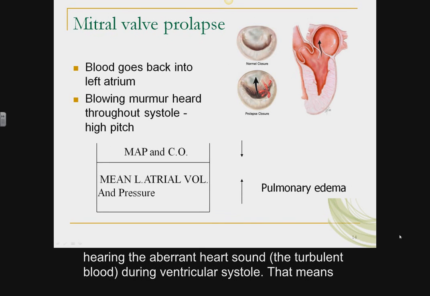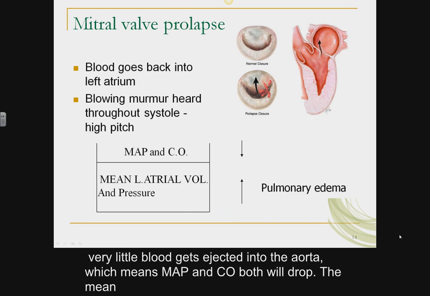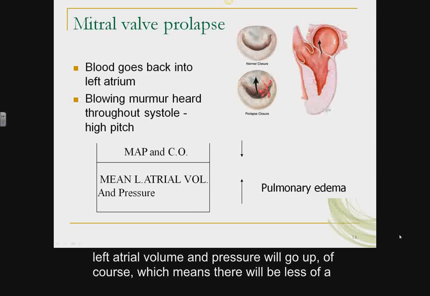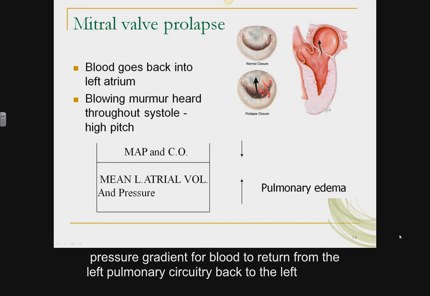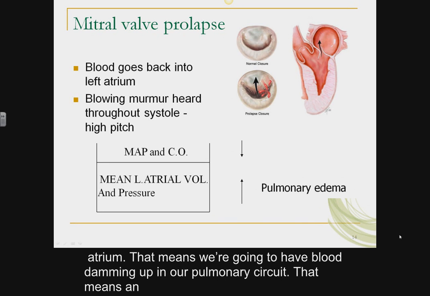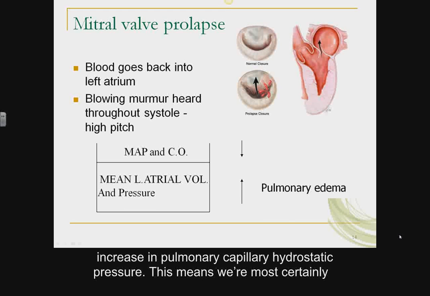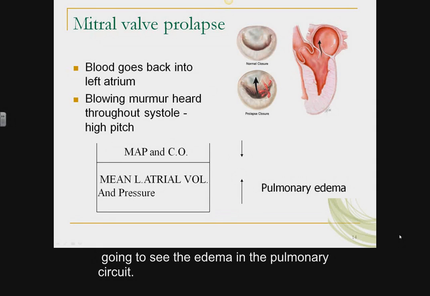That means very little blood gets ejected into the aorta, which means mean arterial pressure and cardiac output both will drop. The mean left atrial volume and pressure will go up, of course, which means there will be less of a pressure gradient for blood to return from the left pulmonary circuitry back to the left atrium. That means we're going to have blood damming up in our pulmonary circuit again, and that means an increase in pulmonary capillary hydrostatic pressure, and this means we're most certainly going to see the edema in the pulmonary circuit.